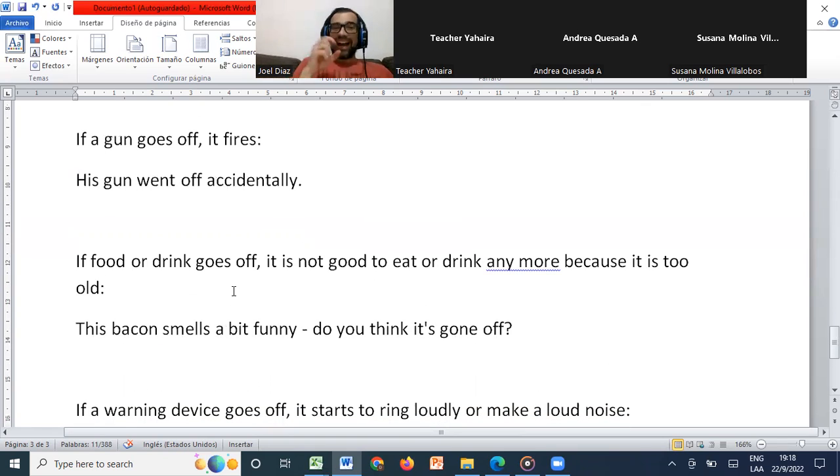Also very interesting. You see how many things go off means. In this case, if food or drink goes off, it is not good to eat or drink anymore because it is too old. I kind of like this one because this can be very useful when we're talking. If somebody tells us that we need to be careful, he says, this bacon smells a bit funny. Do you think it's gone off? Right? So again, this is mostly for food or drinks. When we say in Spanish, se puso malo. Okay, this one is very, very interesting.